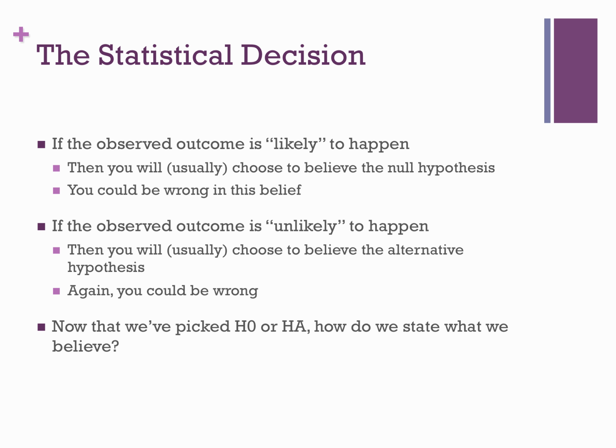That leads us to the statistical decision. If the observed outcome is likely to happen, then you will usually choose to believe the null hypothesis. Of course, you could be wrong. Remember, you could be wrong. If the observed outcome is unlikely to happen, then you will choose to believe the alternative. Again, we could be wrong. This is where that concept of error, type 1 error, comes in. Our alpha level is how likely we are to choose the alternative when the null is really true. So we've chosen the alternative even though the null is really true. That's our alpha level. So now that we've picked H0 or HA, how do we actually state what we believe?